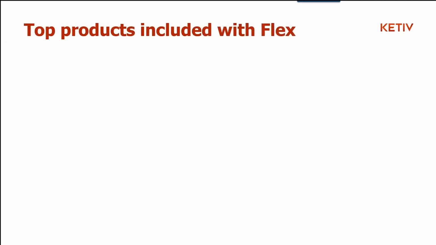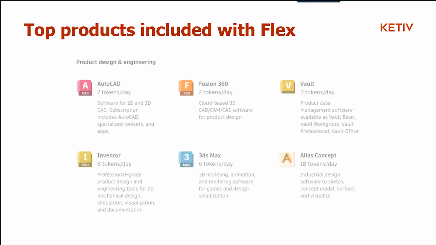Okay, so I'm going to be talking about some of the top products included with Flex. Again, this isn't the entire list. I'll show that in just a bit. On the product design and engineering side, you have AutoCAD, you have Fusion 360, you have Alias, 3ds Max, Inventor, Vault as well. And then the pricing that's associated with it. So 7 tokens a day. Notice depending on the software, again, it is going to change.